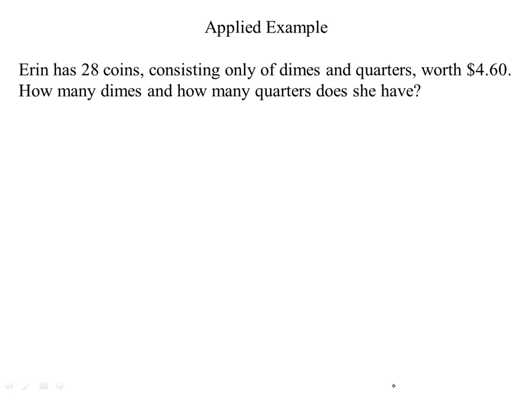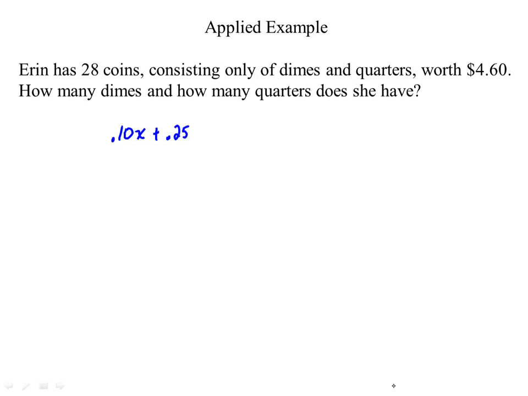Well, how much is a dime worth out of a whole? 0.10. So we know that we have 0.10 dimes. X. 0.10x represents how many dimes we're going to have. And then plus 0.25, right? That's a quarter.